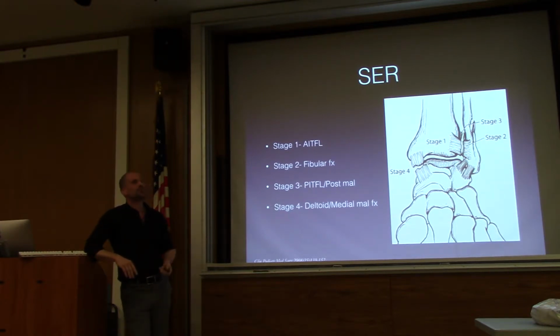The next thing you're looking for is an injury to the posterior malleolus or a rupture of the ligament, the PITFL, which is on the back side, that syndesmosis on the back. And then finally, the last component of this fracture is the medial malleolar part, okay?